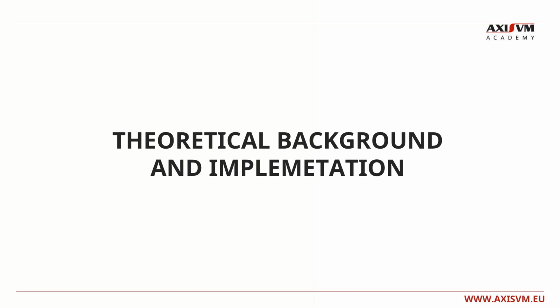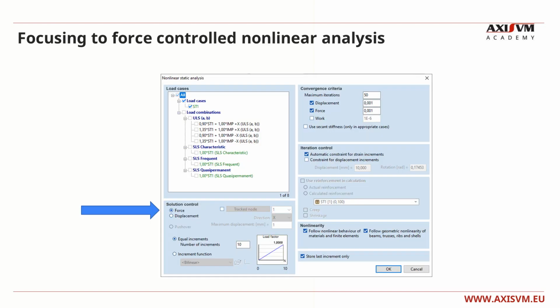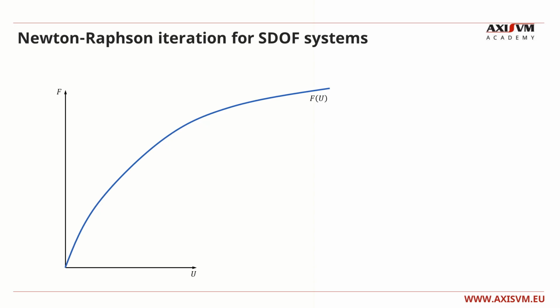Although the category of nonlinear analysis contains a wide range of different types of analysis, in this webinar we are focusing on the force-controlled nonlinear analysis. Instead of a formal and deep mathematical approach, I would like to give visual explanations of the theoretical background that AxisVM uses for the implementation of the analysis procedure. AxisVM uses the Newton-Raphson iteration method to solve the nonlinear problems. Let's start with its well-known illustration for a single degree of freedom system.